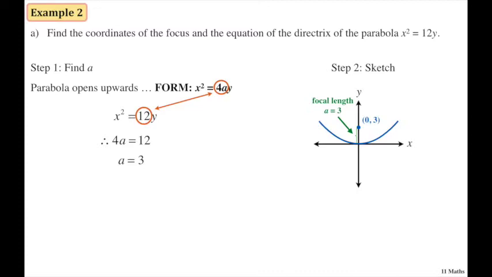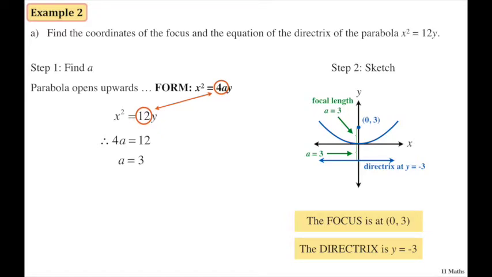We know that it's a parabola. It's positive, so it opens upwards. It's got a focal length, the value of a, of 3, which means that the focus will be 3 units above the vertex. The directrix will be 3 units below the vertex. So there's our focus and our directrix. Focus at 0, 3, directrix at y equals -3.